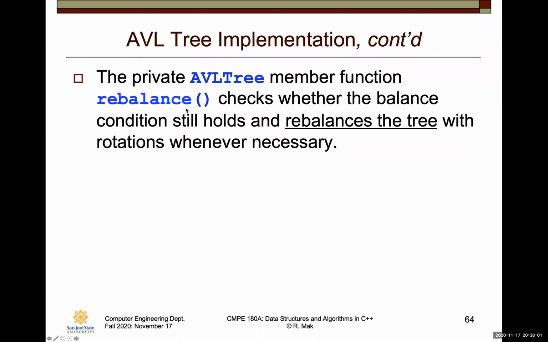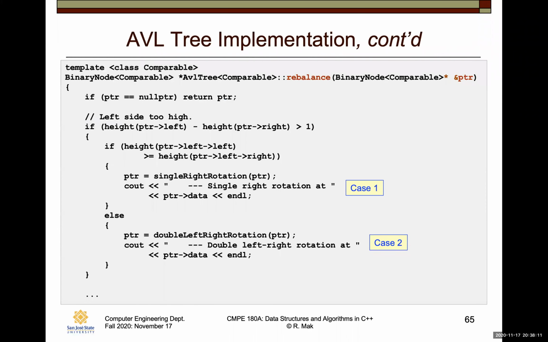We have rebalance, and it has to check whether the tree has become unbalanced, and if it does, then it has to rebalance. So here's rebalance. We check: is the left side too high? Well then it could be case 1 or case 2. If it's case 1, then we do a single right rotation. If it's case 2, we have to do that double left-right rotation, and we write out a little message saying that we did that rotation.